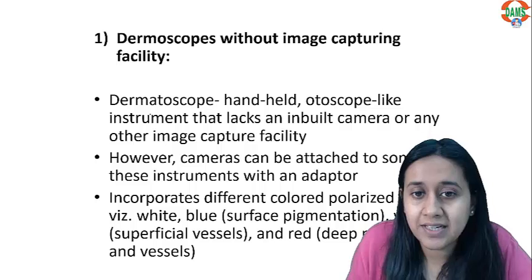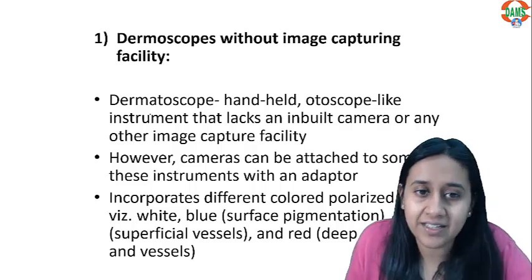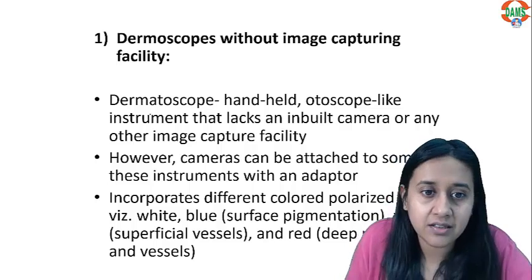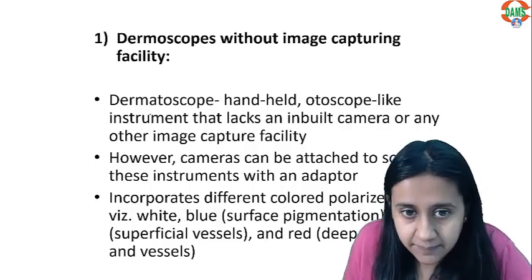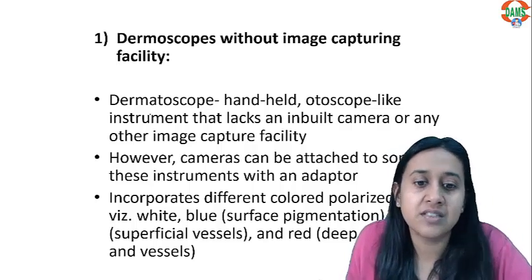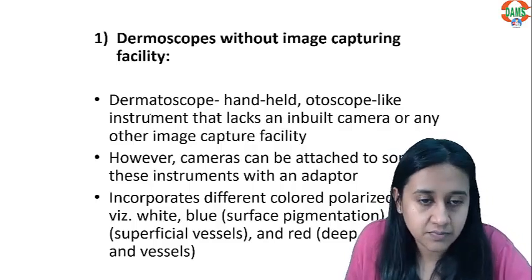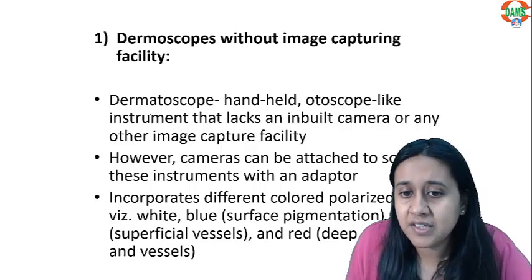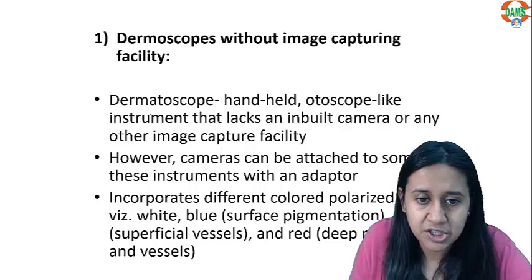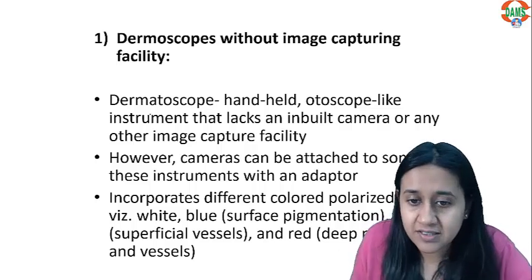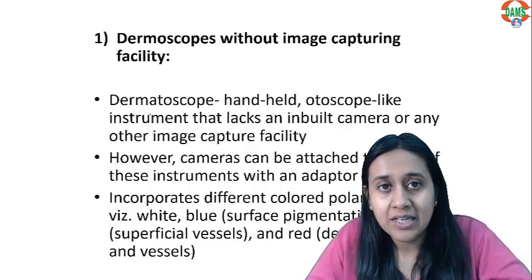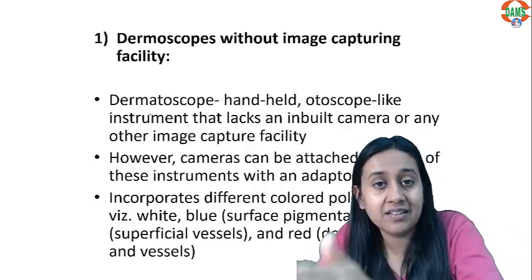The dermascope is a handheld otoscope-like instrument that lacks an inbuilt camera or any other image capture facility. However, cameras can be attached to some of these instruments with an adapter. It incorporates different colored polarized light: white, blue for surface pigmentation, yellow for superficial vessels, red for deep pigmented vessels. So if you remember, I told you that we use different wavelength light.